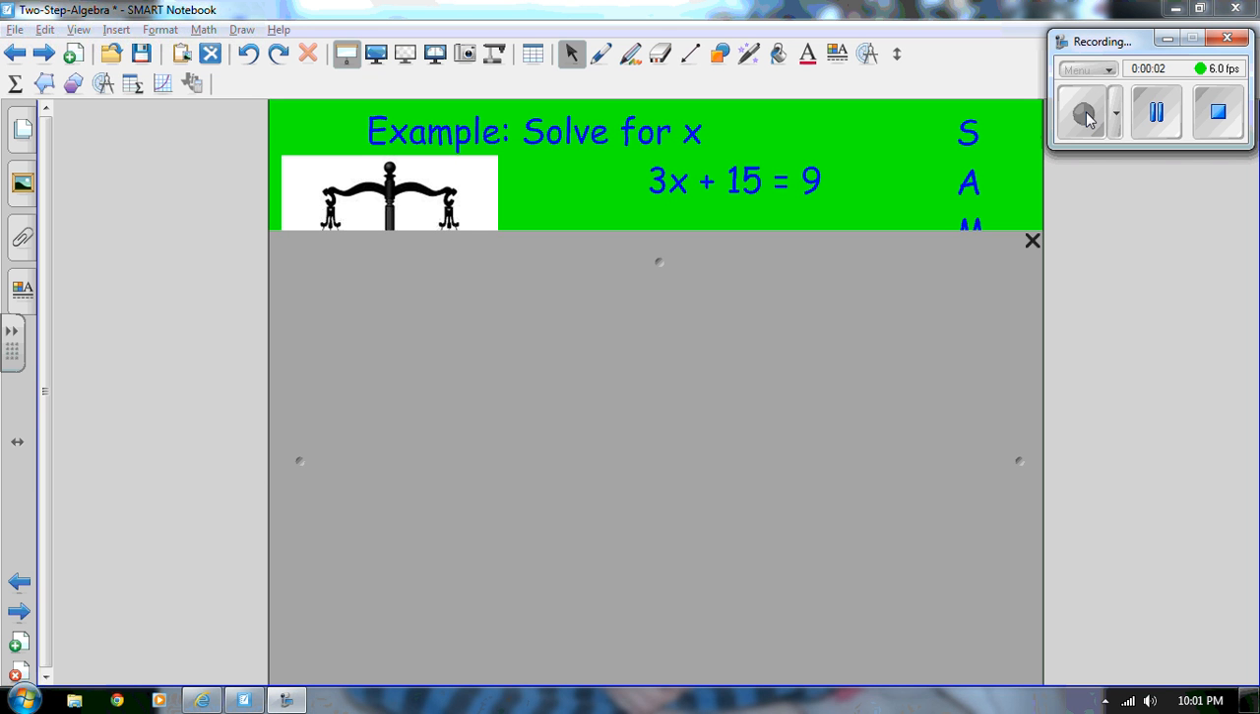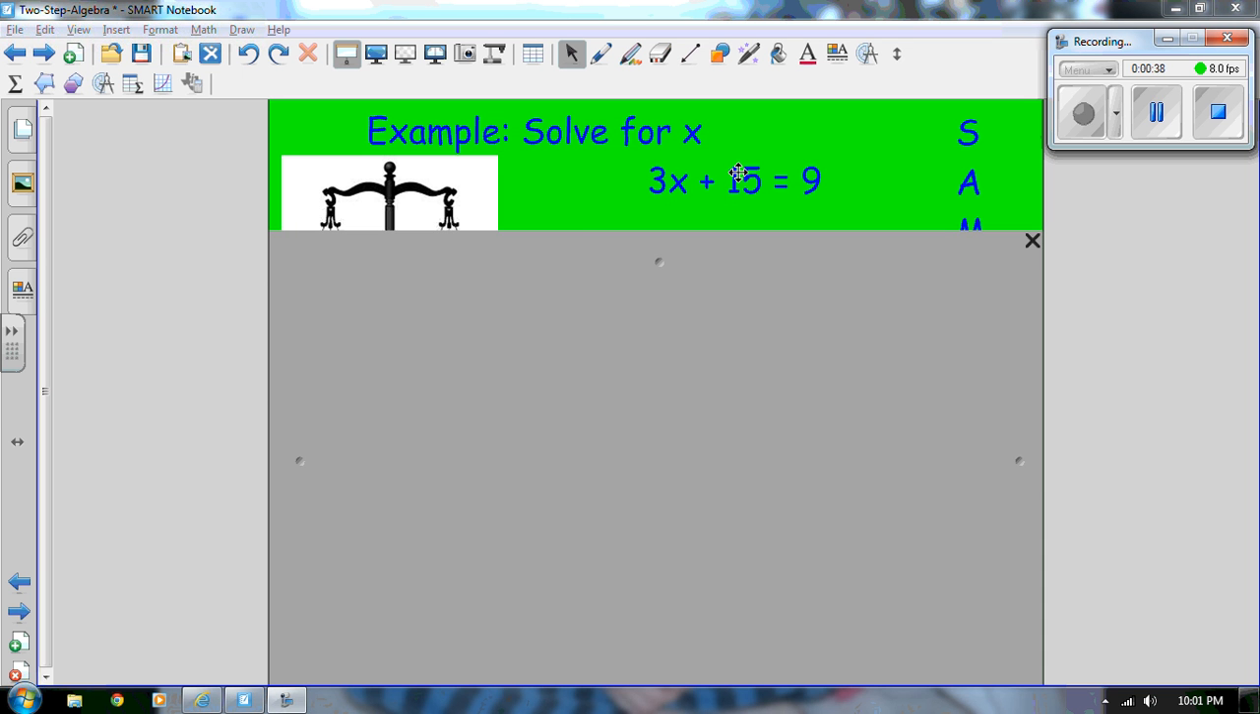Okay, now I'm going to get into a two-step problem involving algebra here, where we're going to solve for x. In this case, we have 3 times x plus 15 equal to 9. And yet again, I'm going to use the scale example to show that the left side is going to equal the right side. Now, the problem is that I have to follow a particular order of operations in order to make this work out. Okay, so as you can see here, we have 3 times a number, and then we obviously have plus a number here.